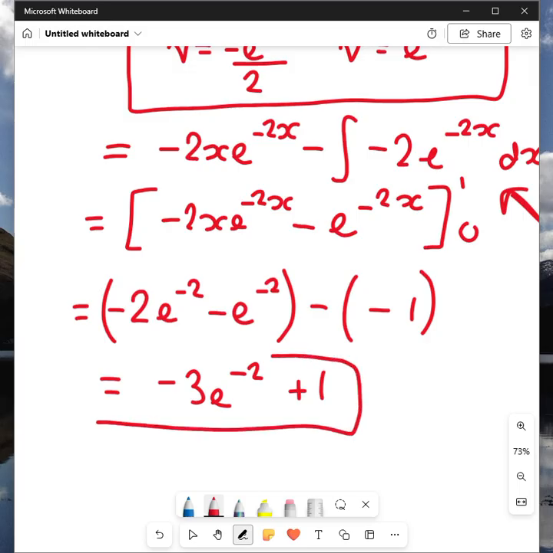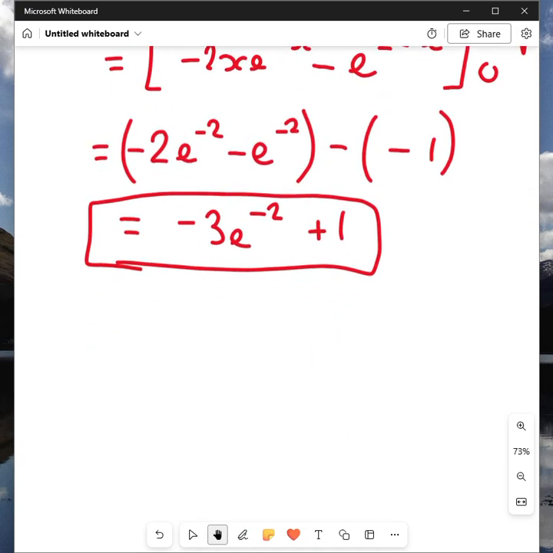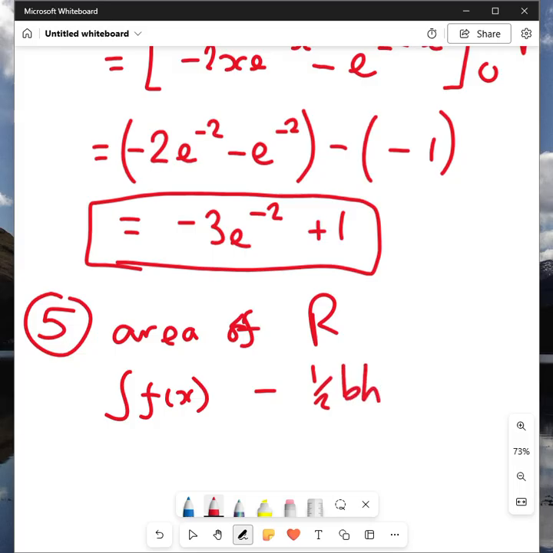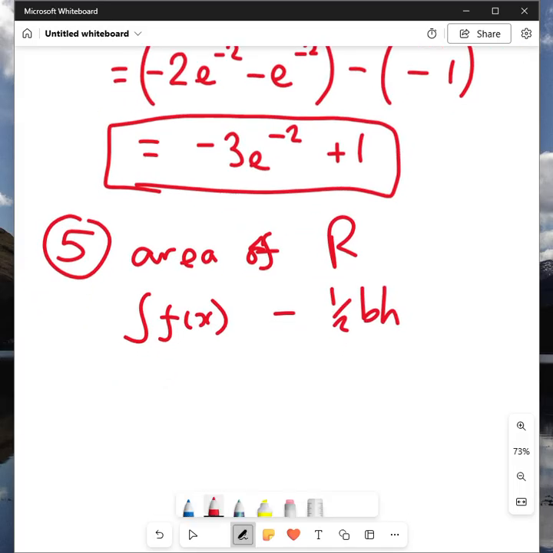So the final step is to find the area of R. So I think, is this step 5 now? I'm going to call it step 5. It might be step 4. I can't remember. So 5 is now, we want to find the area of R. And if we remember, we basically said that was the area under the curve minus the area of our triangle. So the area under the curve we just worked out. You can see that there. I'm just going to write it this way around. So it's 1 minus 3e to the minus 2.